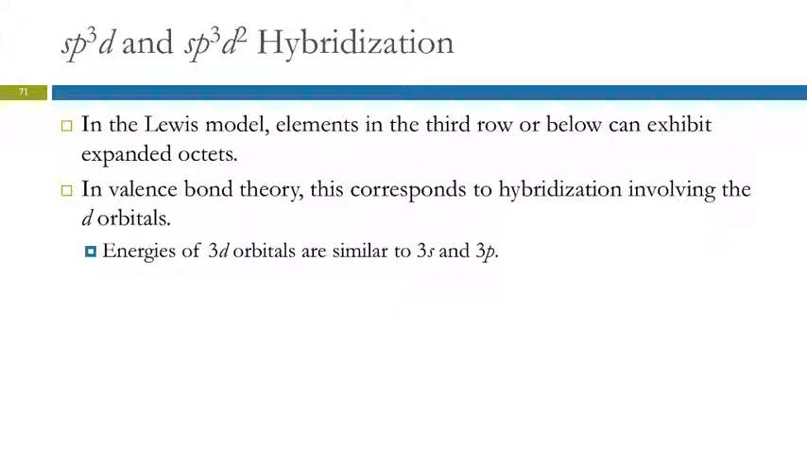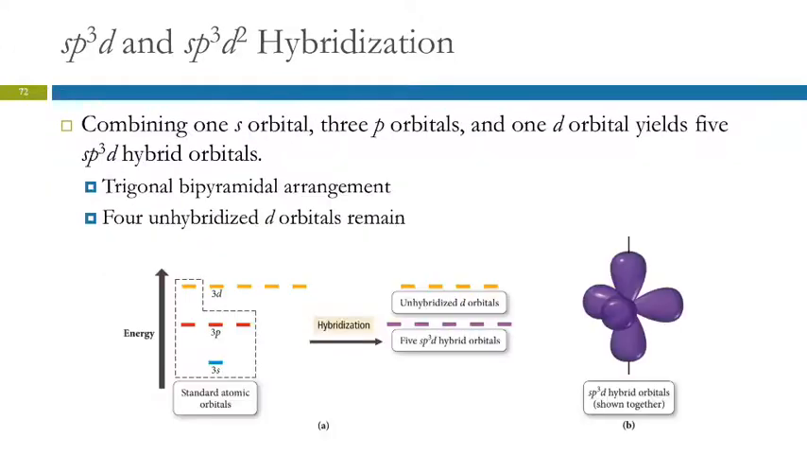So the expanded octet, now we're not just hybridizing s and p orbitals, we're going to pull some d orbitals into the mix. So here's sp3d. Hybrid orbitals are always going to include the s orbital, and then you're going to start with at least one p orbital, or it could be 2 or 3, and then you can add in d orbitals, but you're never going to have just s and d.